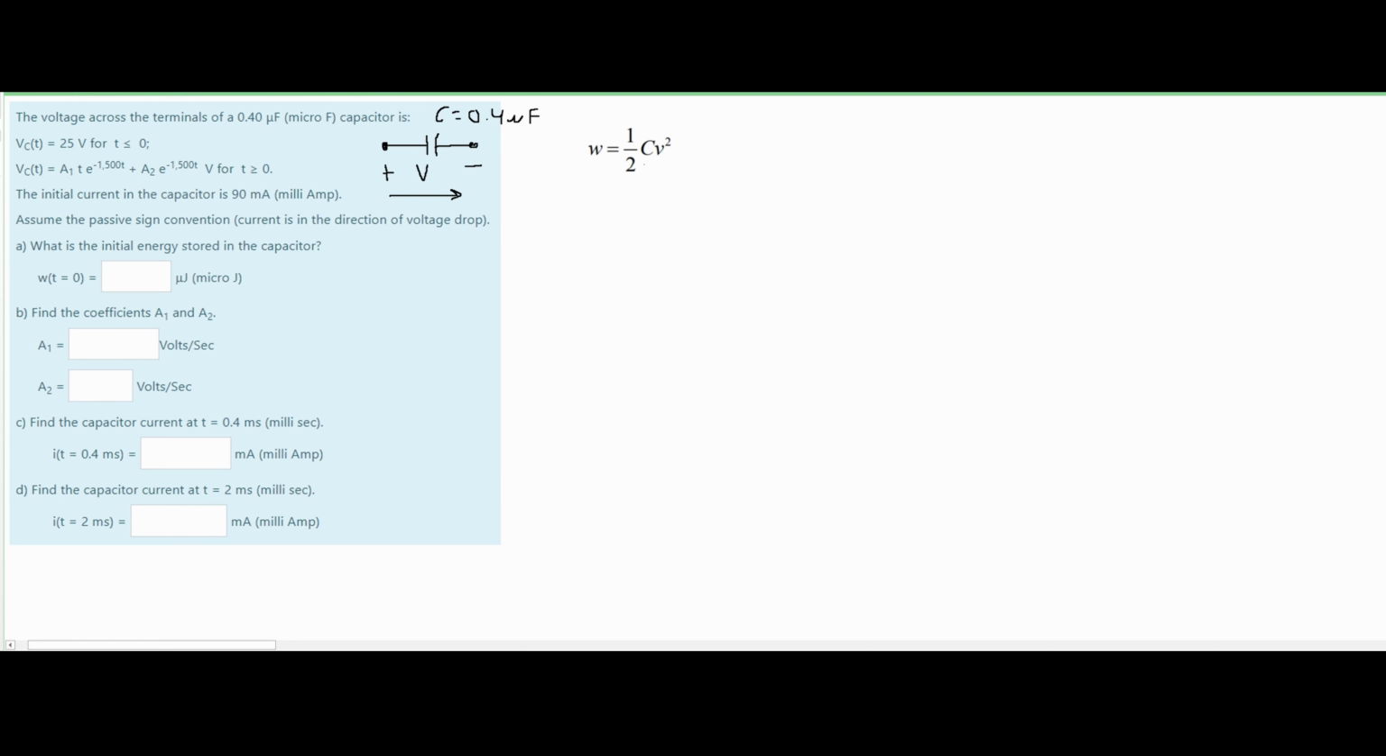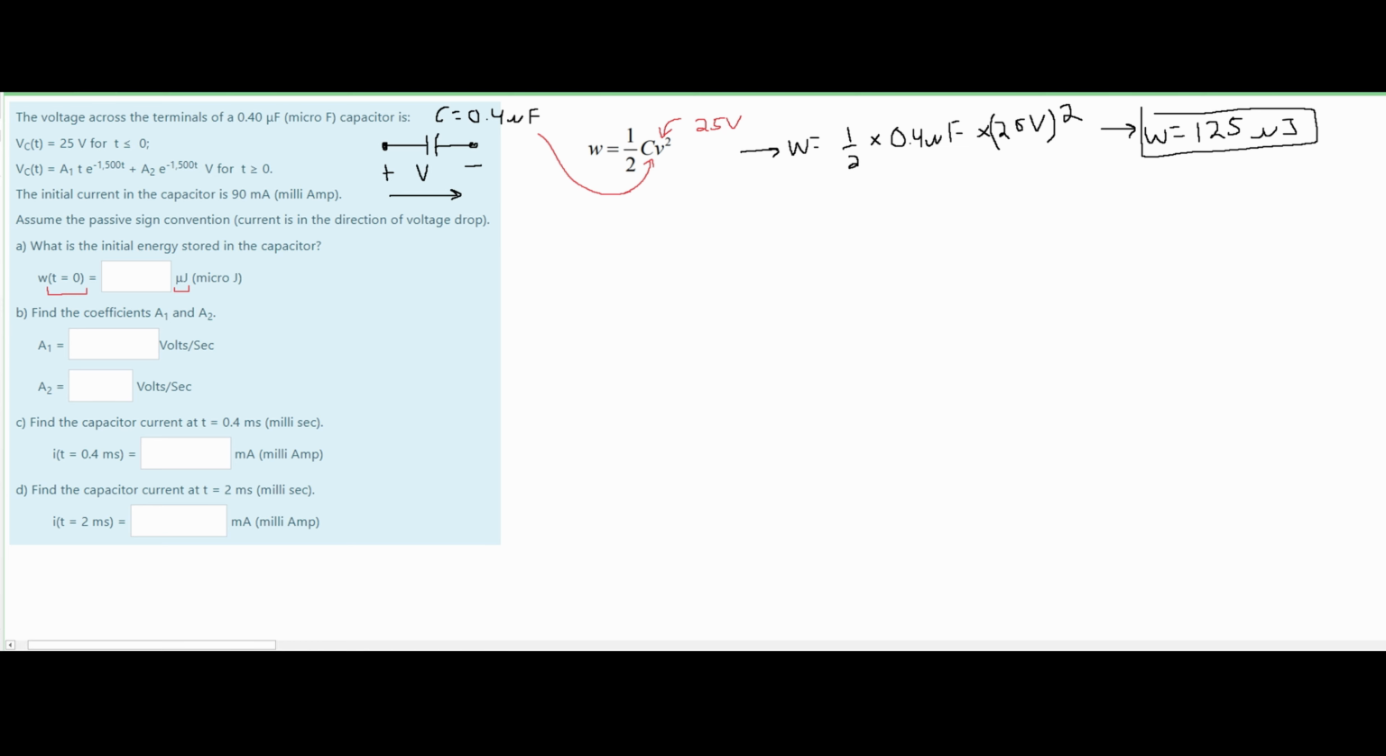Now we know what our capacitance is. This is the 0.4 microfarads. We know our voltage, if t is less than or equal to 0, to be 25 volts. And if we look at part A, we can see that t is equal to 0. This is exactly what we want. So we're just going to multiply this by 25 volts. And it wants our answer to be in microjoules, so we don't need to convert any of the microfarad. And lastly, our voltage, because of the formula, has to be squared. And this is going to give us a work of 125 microjoules. So that is the answer for work.